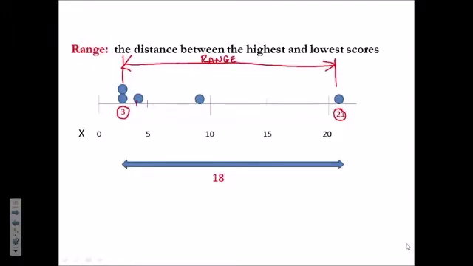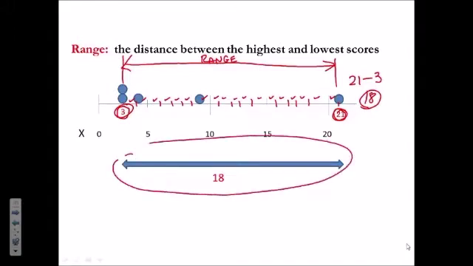Now, if you wanted to, you could put in all these ticks and then count how many boxes between the highest score and the lowest score. 1, 2, 3, 4, 5, 6, 7, 8, 9, 10, 11, 12, 13, 14, 15, 16, 17, 18. There are 18 boxes between the lowest score and the highest score. By the formula, we just take 21 and subtract the lowest, the max minus the min, and you get 18. So the range of this distribution is 18.